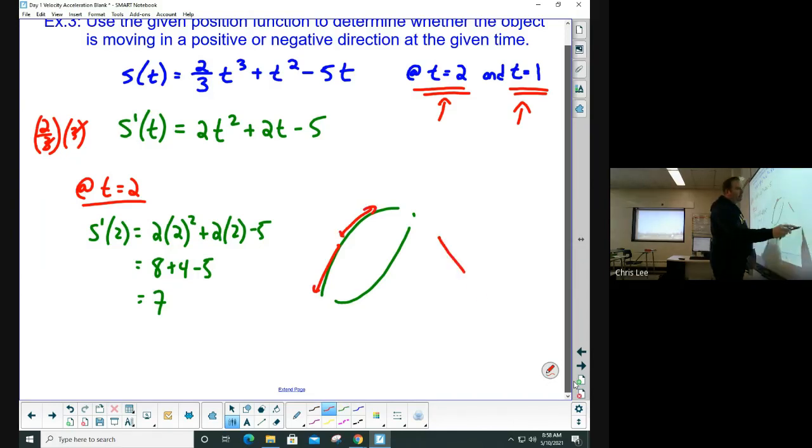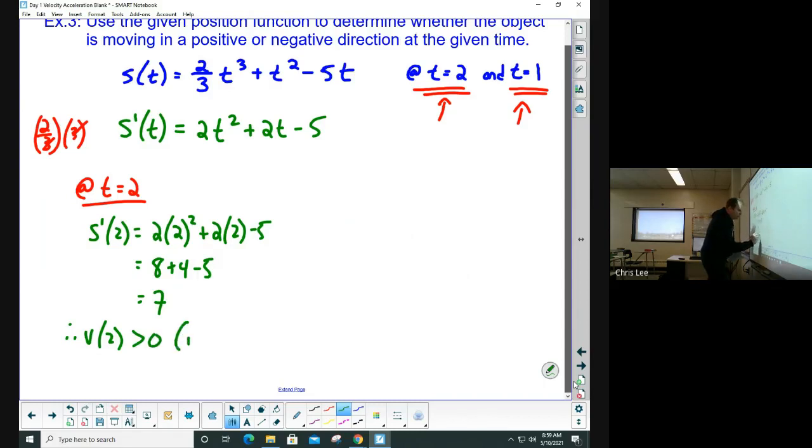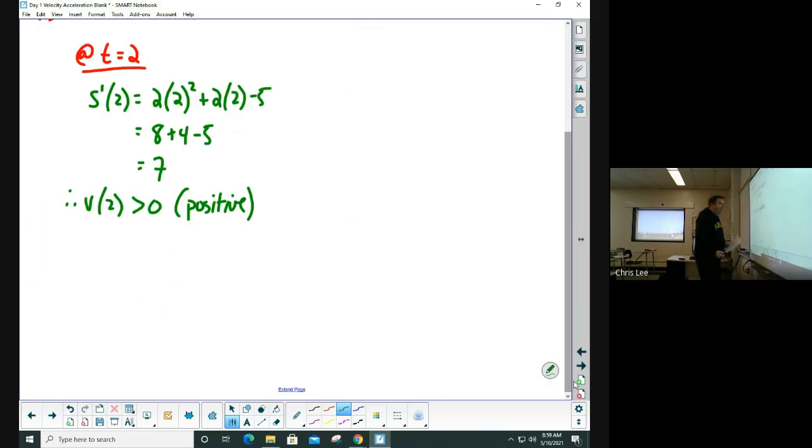If the slope was negative, then my graph must have been doing something like this or something like that. So since velocity at 2 is greater than 0, or a fancy way of saying positive, then this object is moving in the positive direction at t equals 2.